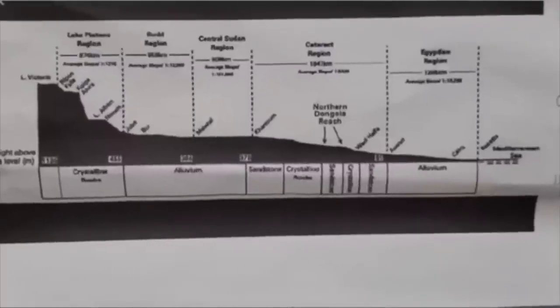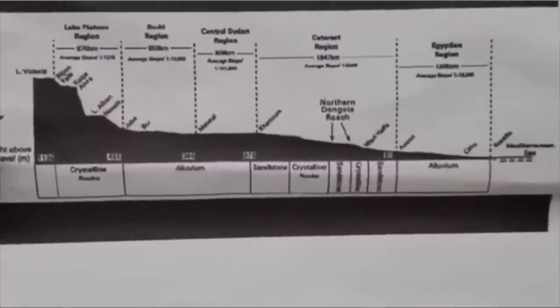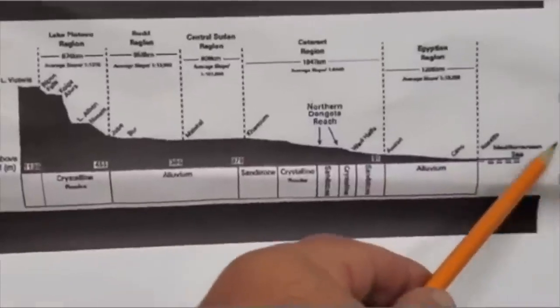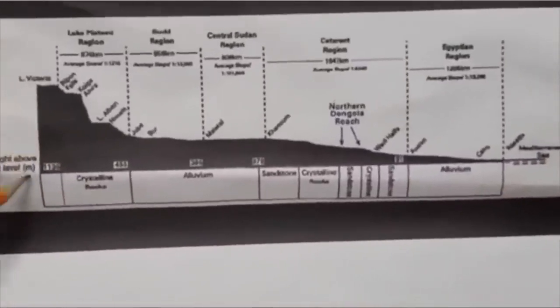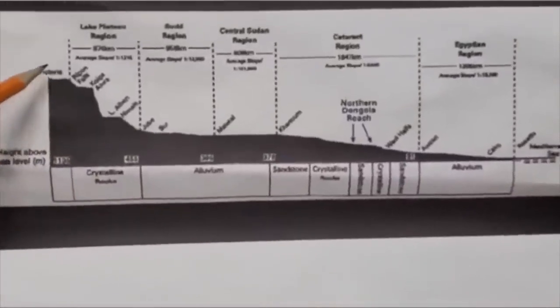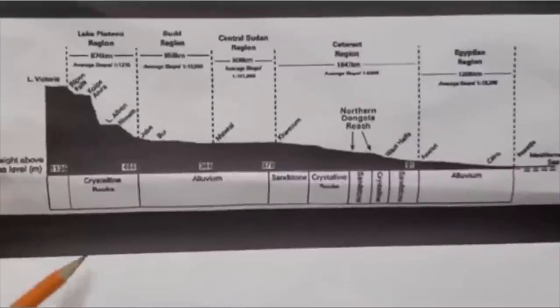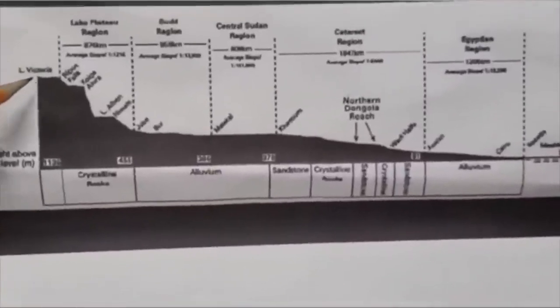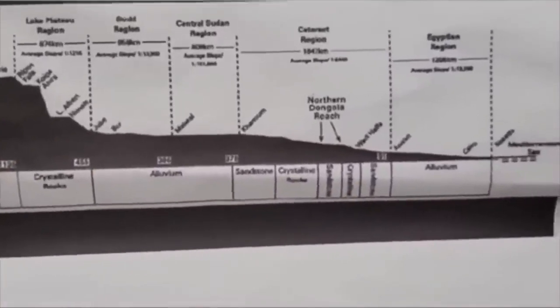Okay, here's a topographical profile of the Nile River. Here's Lake Victoria. It drains down into the Mediterranean Sea. It's 1,135 meters high, so it's about 3/4 of a mile high. And it's 4,200 miles long. So it goes from 3/4 mile high to 4,200 miles.